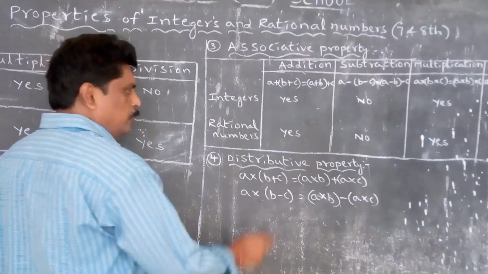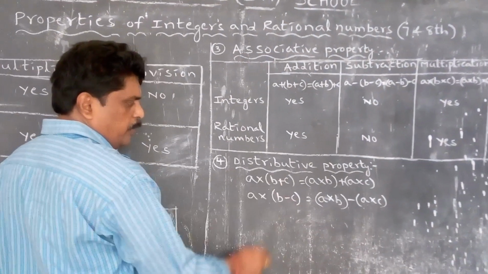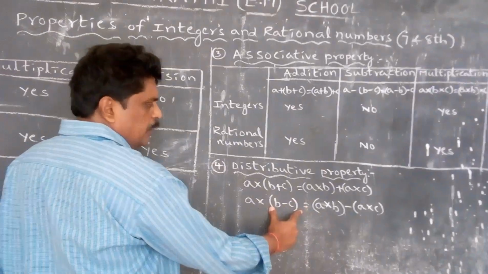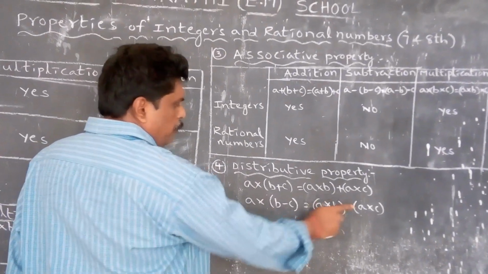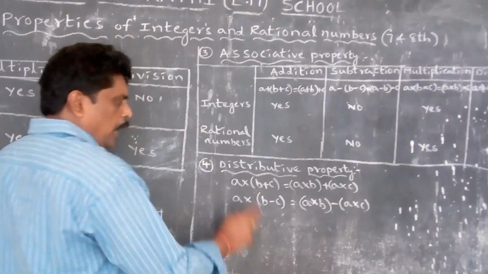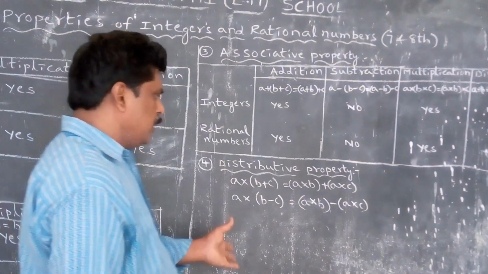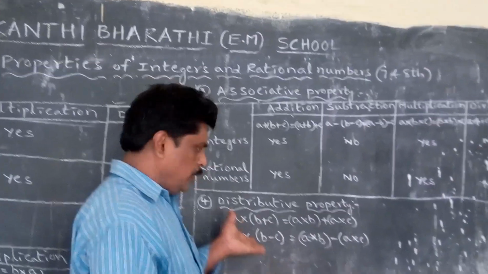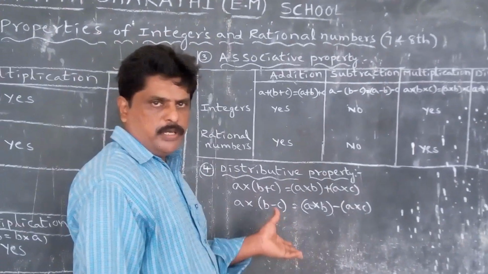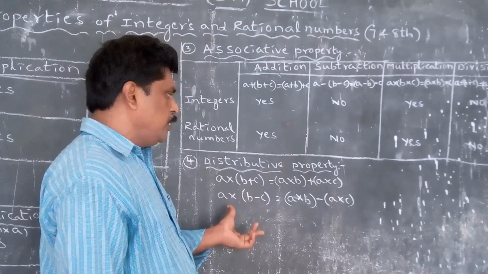Here this is also used for the minus symbol. A into bracket B minus C is equal to A into B minus A into C. We have to use some numbers, some rational numbers or some integers. Take some integers and rational numbers. I have to check this distributive property.